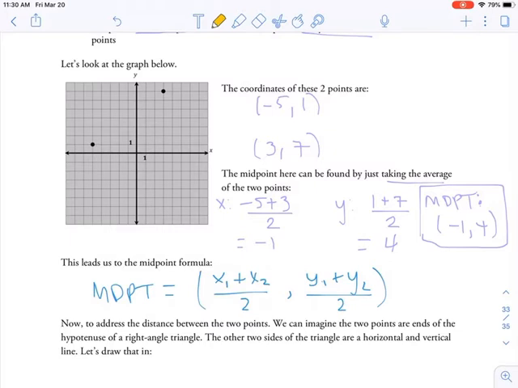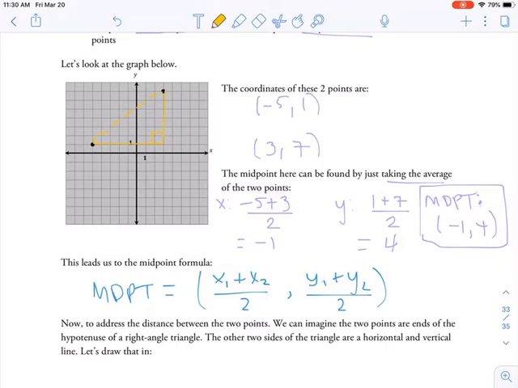So if this was the hypotenuse, sorry, again, bad stylus. One too long. Sorry, you guys. I'm going to try that again. Okay, there we go. So there's one leg of the triangle, and then the other leg of the triangle is here, right? I'm just drawing in those 2 legs, and then of course we would have a 90-degree angle here in the corner. So that's what I mean by we can imagine that the 2 points are the ends of the hypotenuse and the other 2 sides are the horizontal and vertical legs.